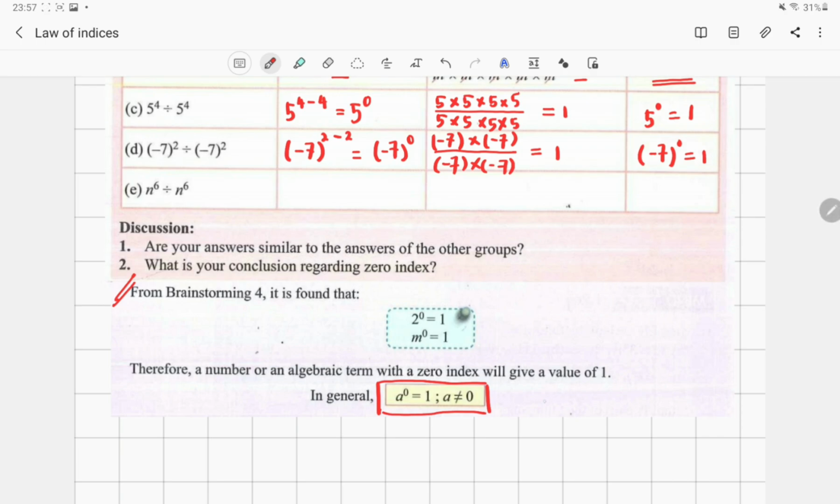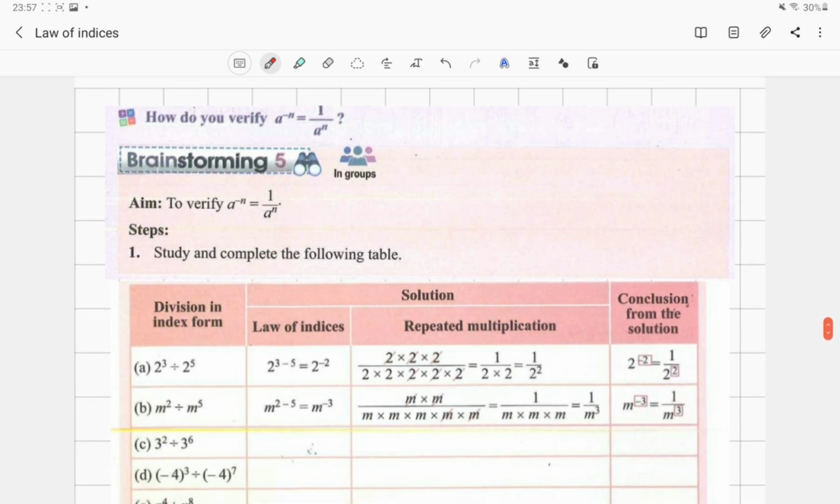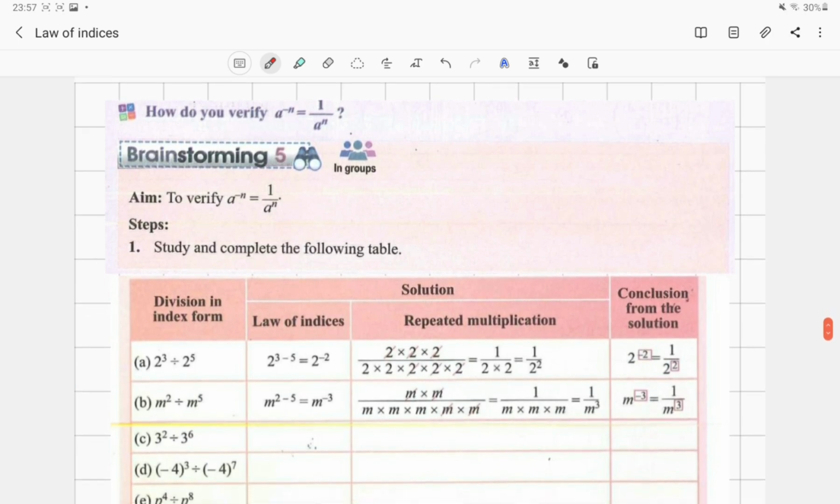Why a cannot be 0? Because if a is 0, so 0 power of 0 is undefined. Okay, so any other number, when it is power of 0, the value is 1. Now we want to verify about this one. Okay, let's discuss this one.